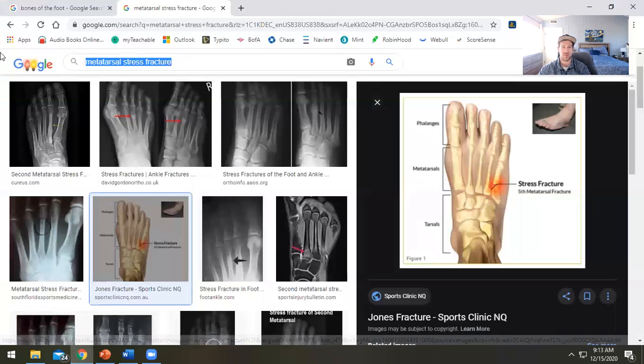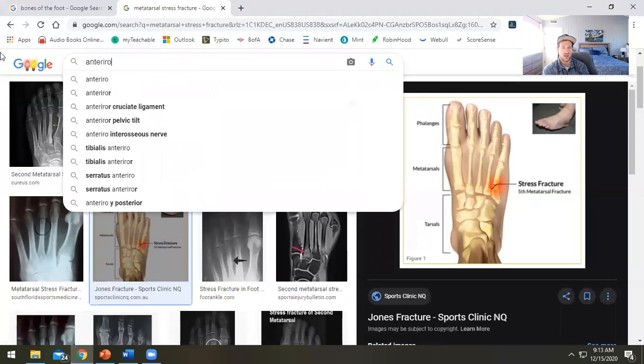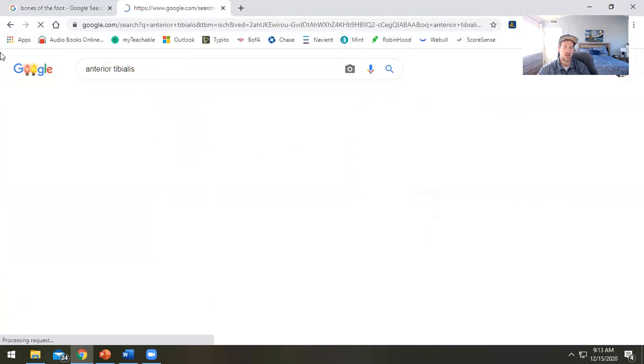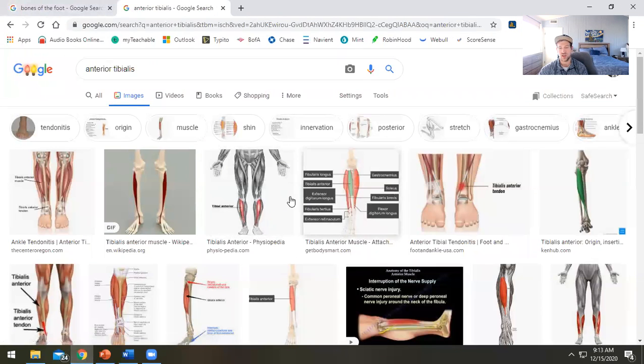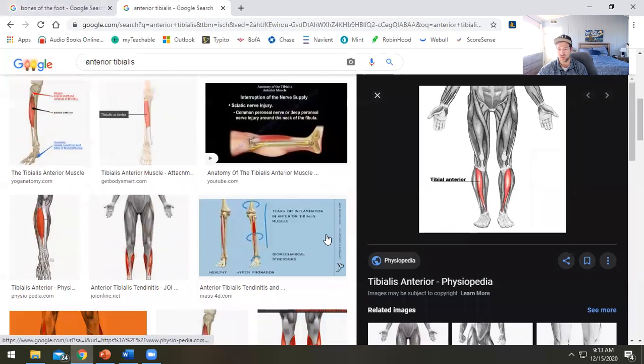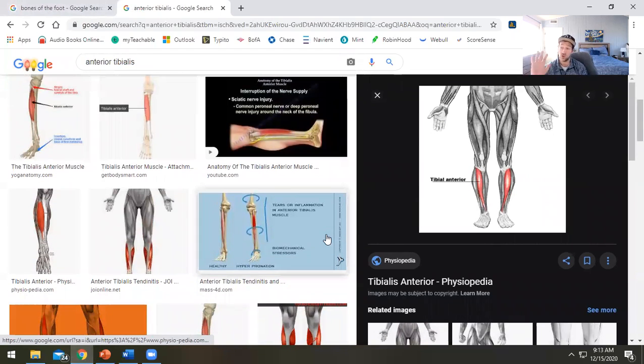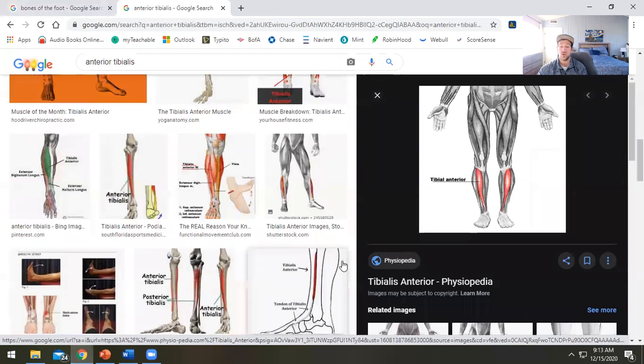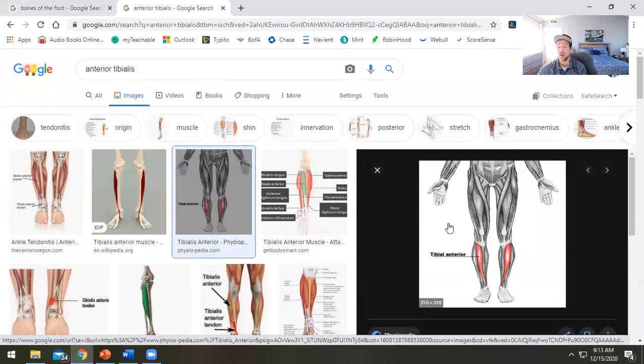Remember, your anterior tibialis is this muscle, this big muscle right on the front of the shin here, right? It runs right from the bottom of your knee all the way down, and its job is to perform ankle dorsiflexion. So its job is to pull your toes towards you, and we see a lot of people who just do not have very good dorsiflexion.